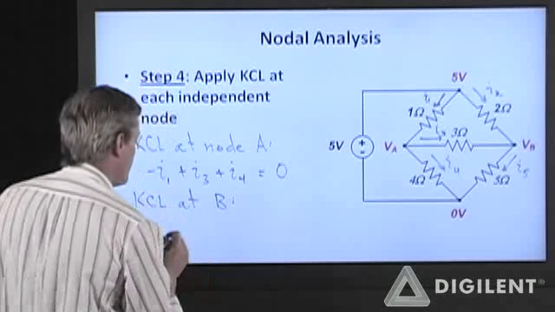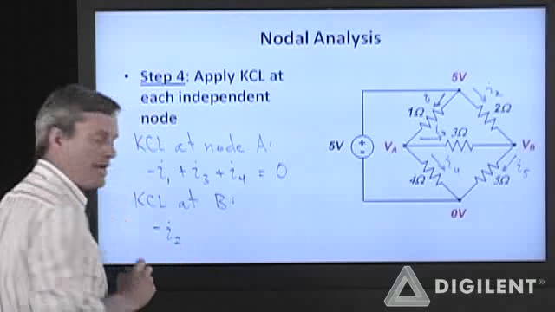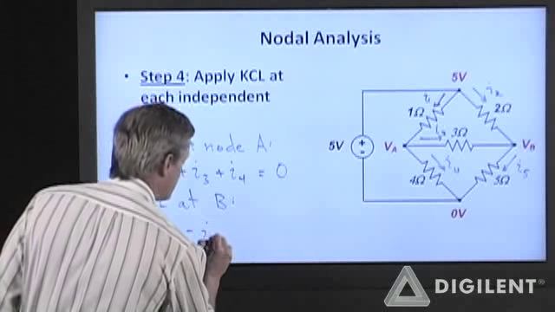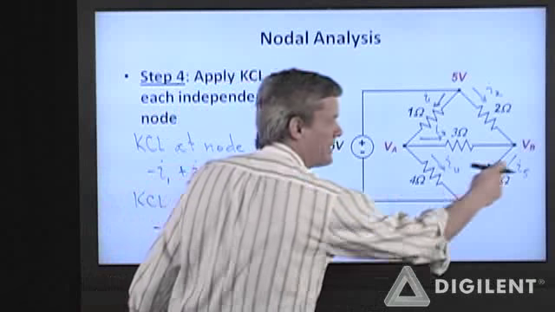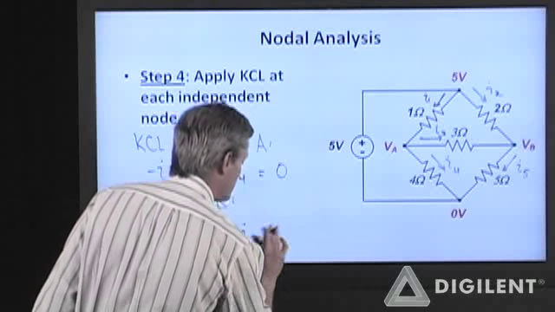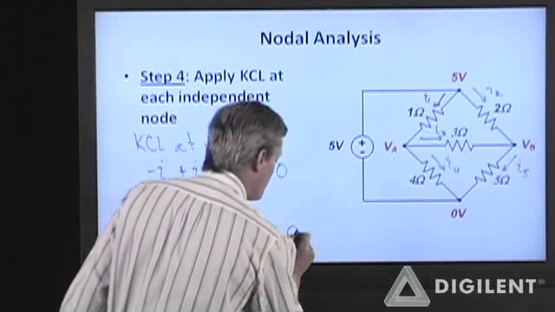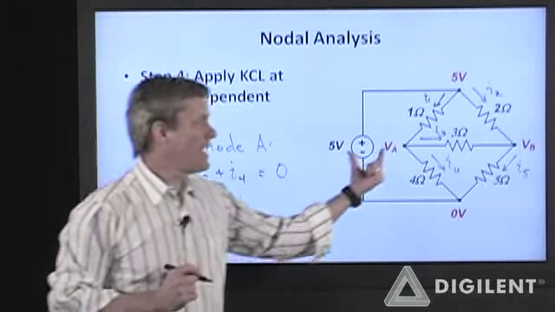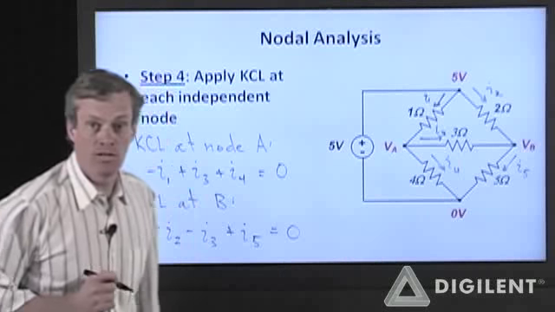I2 is entering the node. It is a negative contribution, negative I2. I3 is entering the node. It's a negative contribution, negative I3. I5 is leaving the node. It becomes a positive contribution, I5. Those sum up to 0. So those are KCL at these two independent nodes.